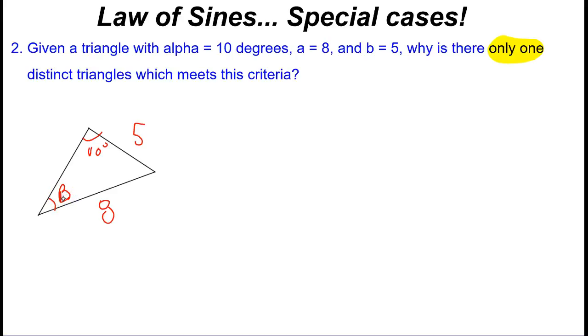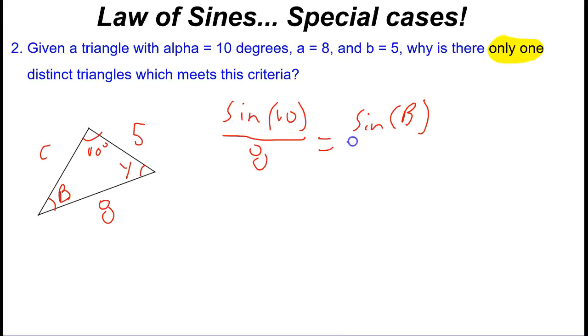And we can put this and this. So we can start this problem off the same way as we've done before. So we'll take, using the law of sines, sine of 10 over 8, the side across from it, equals sine of beta that we don't know yet, and again putting that one on the top to make things easier, over 5, the one across from it.